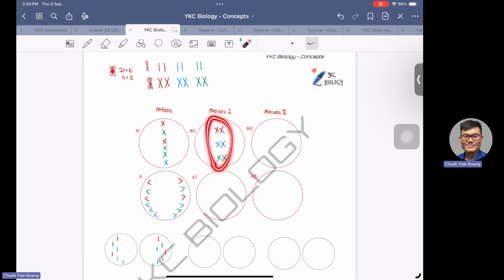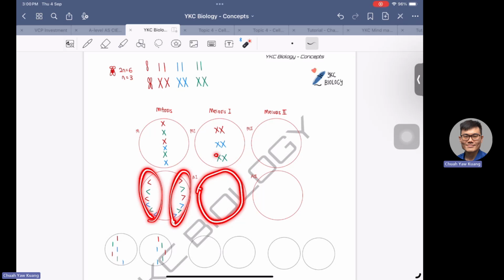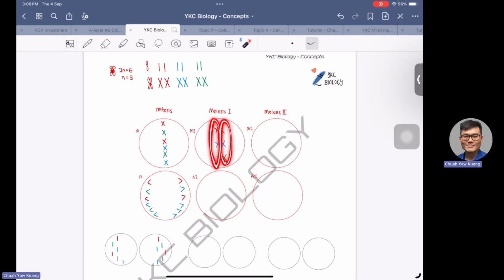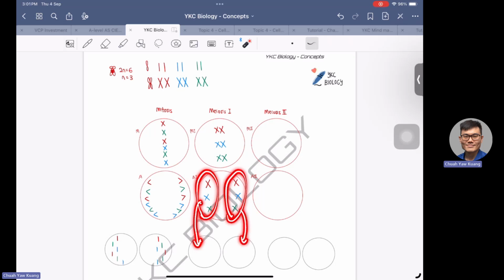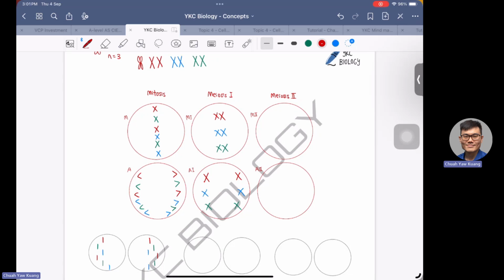And because of this difference, during anaphase 1, it is not the sister chromatids being separated. It will be the homologous chromosomes being separated. So that's another major difference. So in anaphase 1, the homologous chromosomes will be separated, meaning that these 3 chromosomes will go into one daughter cell and another 3 will go into another daughter cell. So with that, you will see only 3 chromosomes in each of the daughter cells.